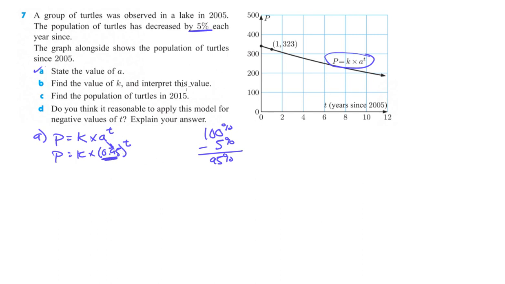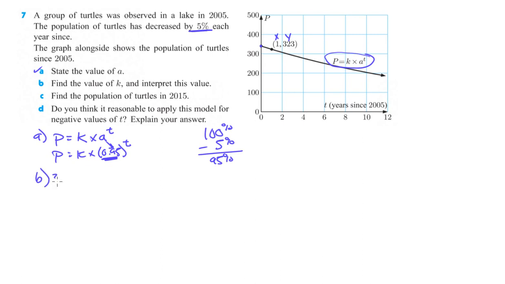Find the value of K and interpret this value. K is this original amount, so that's this point right here, which it doesn't actually tell us what it is, but it looks like it's around 340 or so. But they're asking us to actually find what the value of K is. So instead of guessing by this graph, we want to use this value here. X is 1 and Y is 323. So let's plug that into this info here.